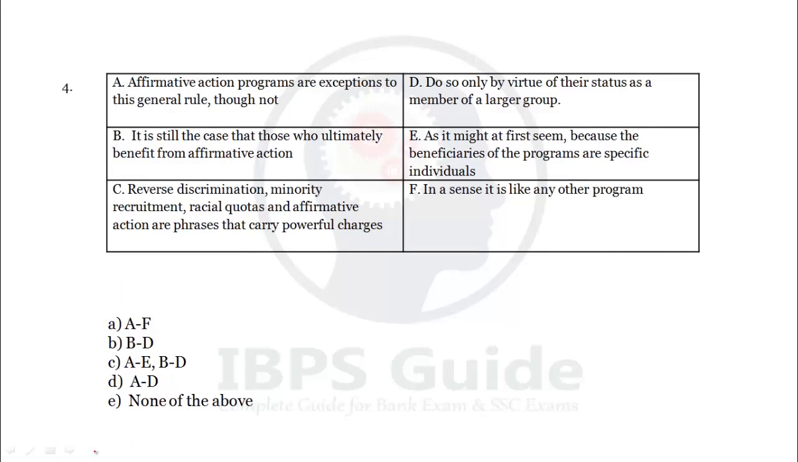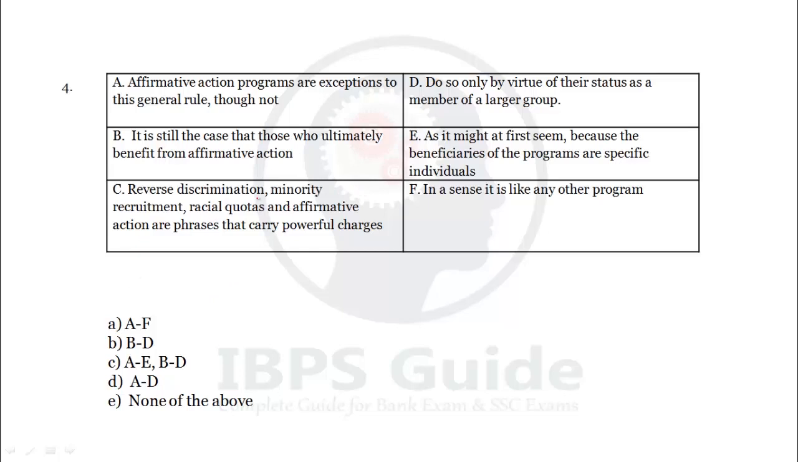Affirmative action programs are exceptions to this general rule, though not. Though is a conjunction, and this is called a conjunction of contrast. Affirmative action programs are exceptions to this general rule, though not. First sentence. Second sentence, it is still the case that those who ultimately benefit from affirmative action.